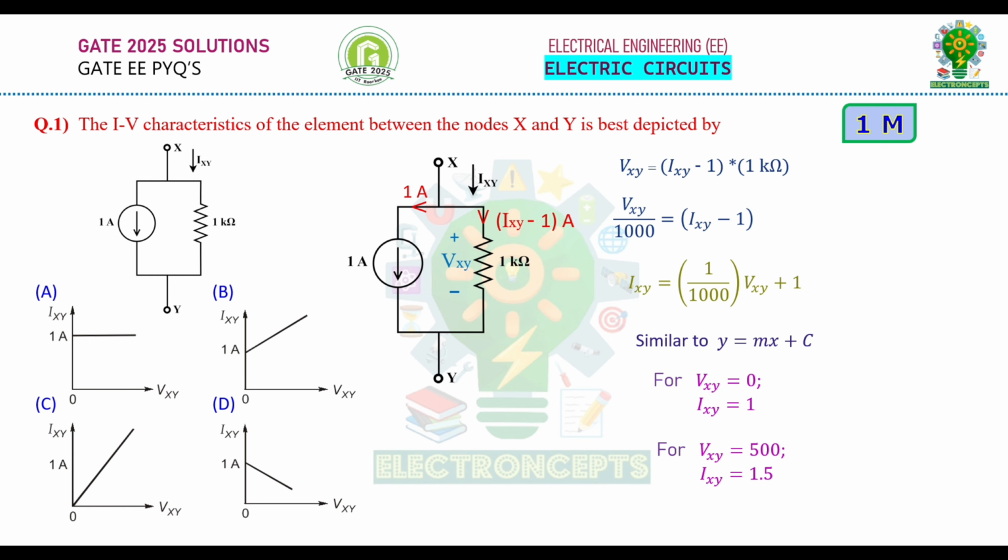Since the equation is similar to y is equal to mx plus c, the graph will be a straight line having an intercept c and slope m. Now take these 2 points and draw the straight line graph. We get this. Comparing with the given options, option B is correct.